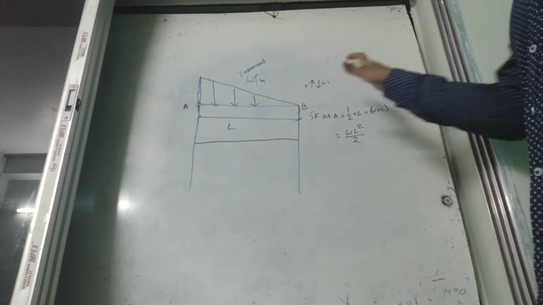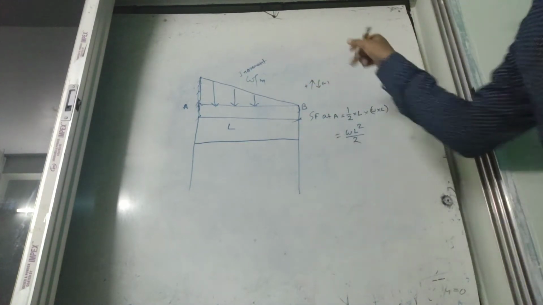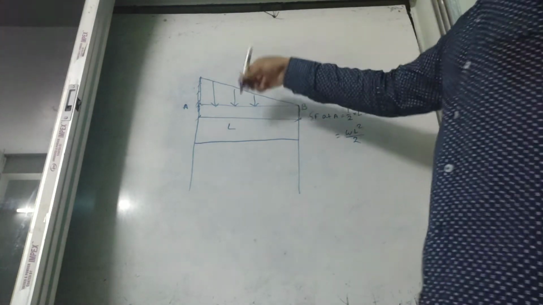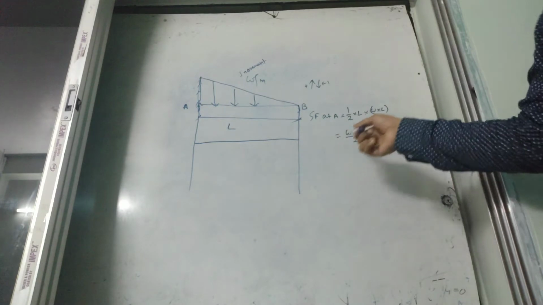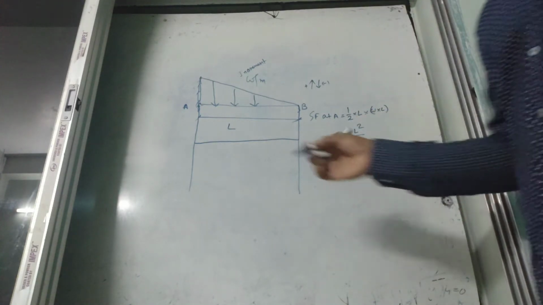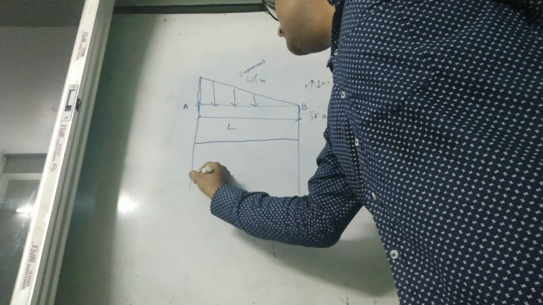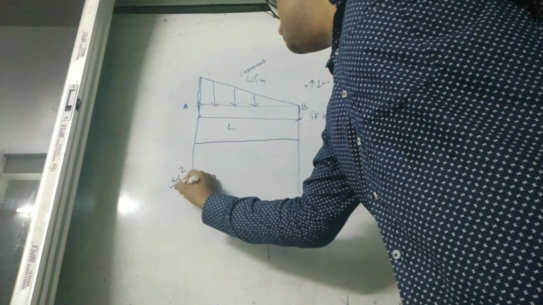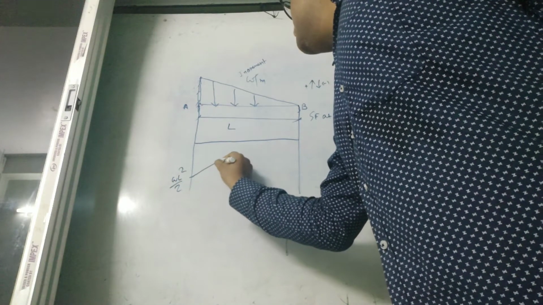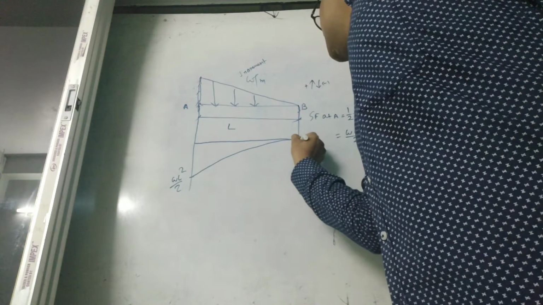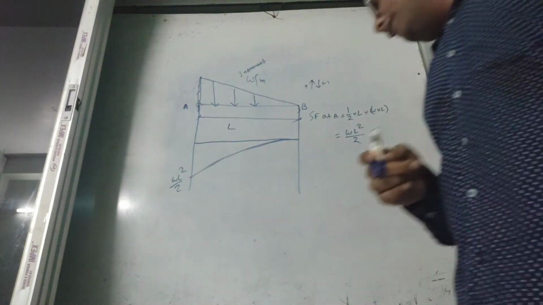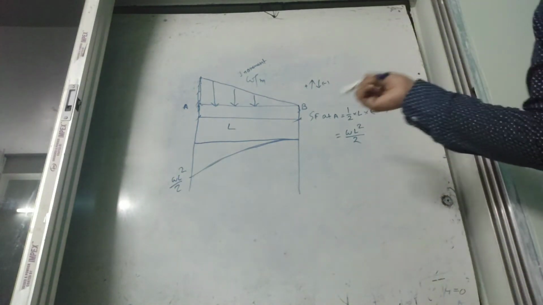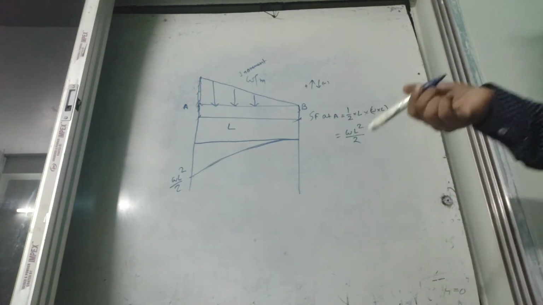So in case of maximum, taking upward as positive and downward as negative, the load is given downward. If we take downward force, then it is taken as negative, then this is the point WL square by 2. So the maximum shear force, this is the shear force diagram, WL square by 2 if we take the negative sign convention.